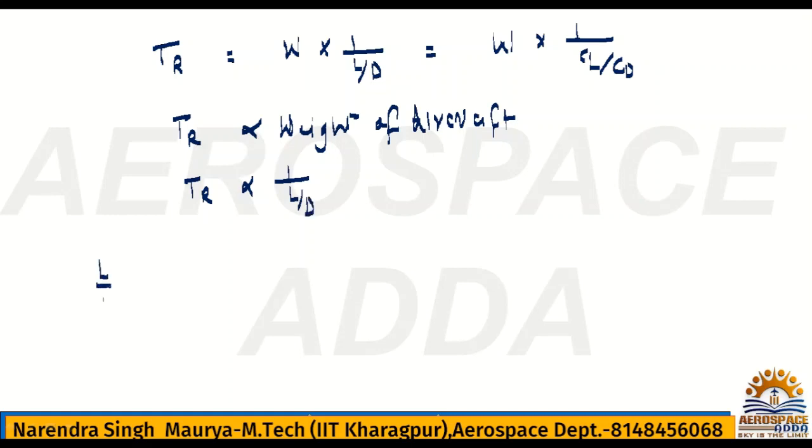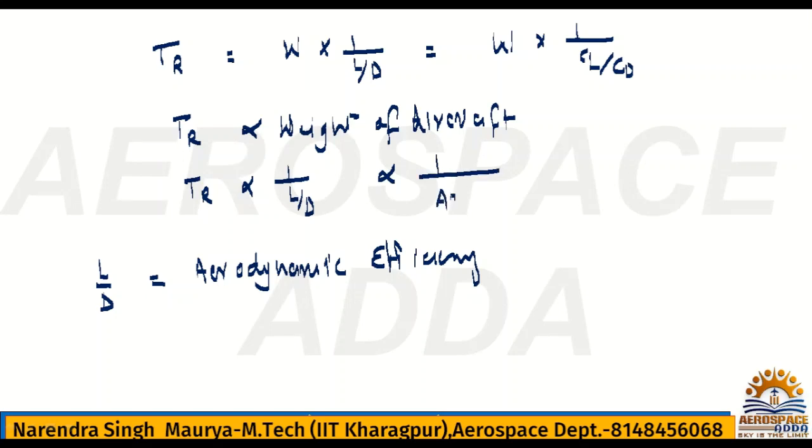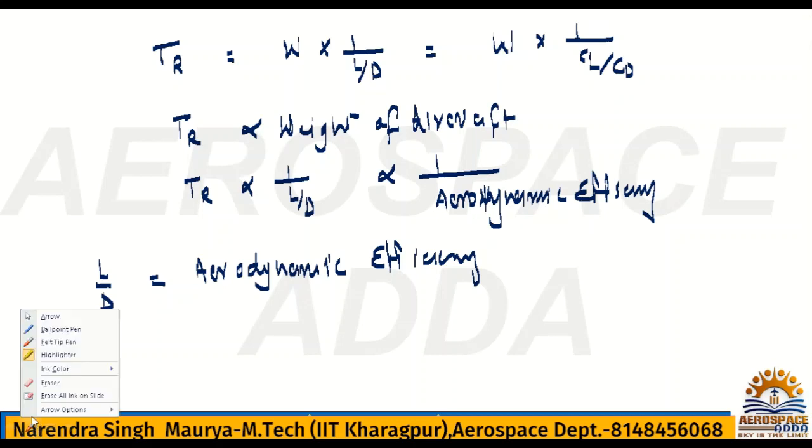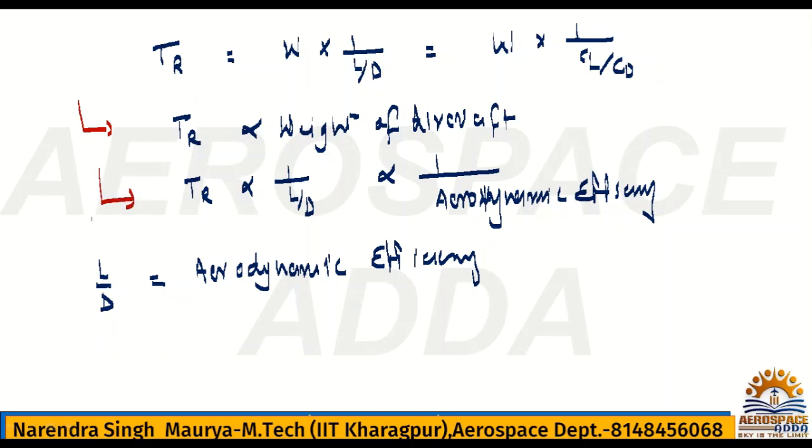What is L by D? L by D is nothing but aerodynamic efficiency. So thrust required is inversely proportional to aerodynamic efficiency. If aerodynamic efficiency is high, thrust required will be less. If aerodynamic efficiency is less, thrust required will be more. That's the meaning of it. These two conclusions you need to remember. If they ask in the examination, you can answer for 1 mark. Alright.